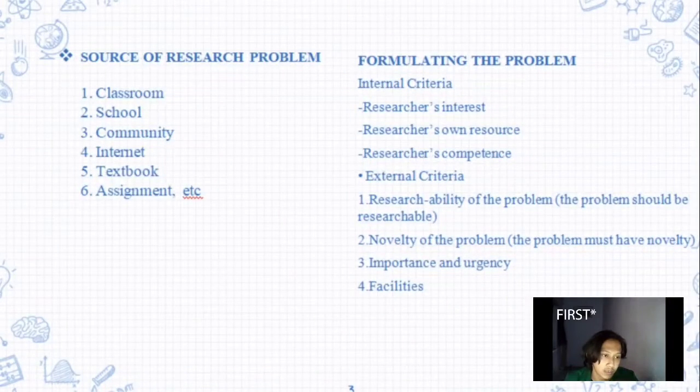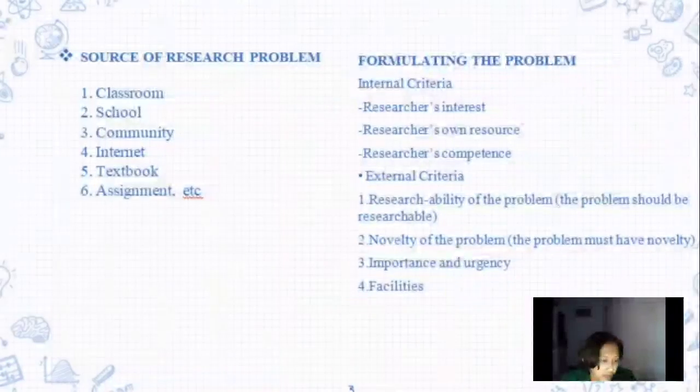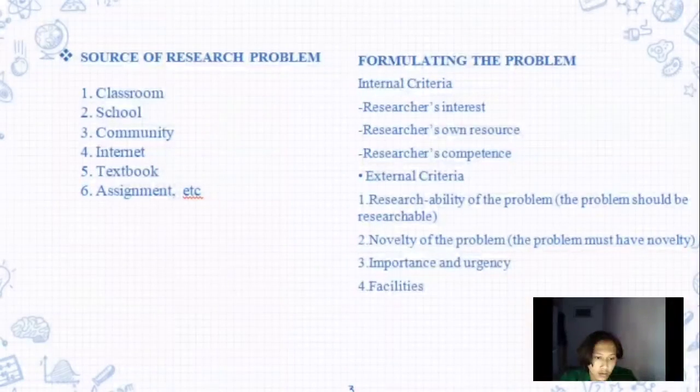Source of research problem. The first is classroom. Second, school. Third, community. Fourth, internet. Fifth, textbooks. Sixth, assignments. Not only these six sources, there are other sources to have research. And the next one, formulating the problems. There are two criteria, internal criteria and external criteria.